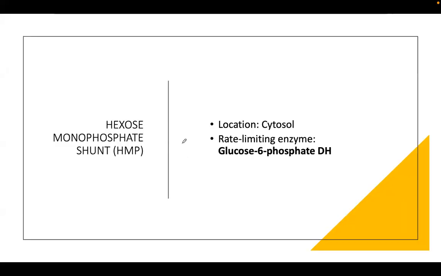Now, where is the hexose monophosphate shunt found? Where does this metabolic pathway occur? It occurs in the cytosol, and the rate-limiting enzyme is glucose 6-phosphate dehydrogenase. This is commonly referred to as G6PD. Do not confuse this with the disease G6PD, because the disease is actually glucose 6-phosphate dehydrogenase deficiency. So again, these are two pearls that you have to bring with you to the upcoming examinations.